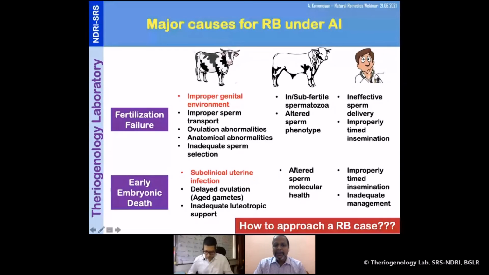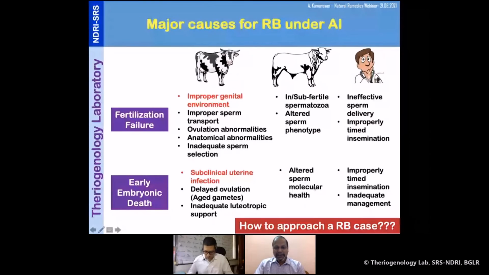In case of early embryonic mortality, again there is subclinical uterine infection, delayed ovulation, aging of gametes, and inadequate luteotropic support. So each and every point here is a reason, and that can be taken care of in repeat breeding for improving the conception rate.